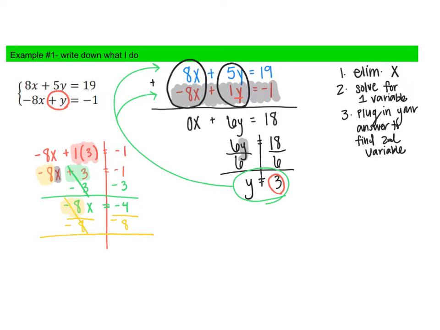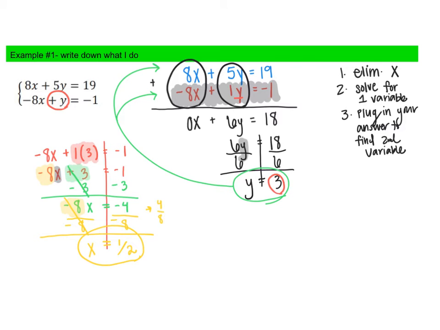On the left, it cancels, and I'm just left with x equals, on the right side, negative 4 over negative 8. Well, negative divided by negative is a positive, so this would actually be 4 over 8. And that reduces to 1/2. You could also write it as 0.5. But that is my answer for x.